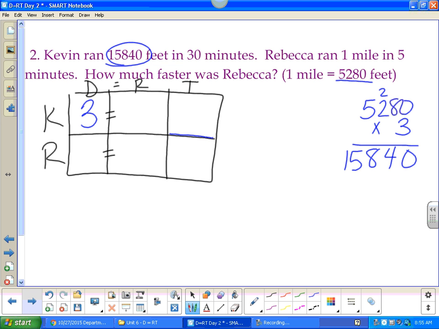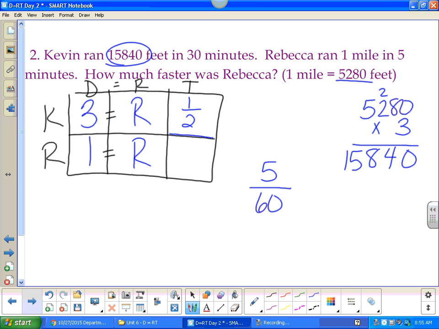I have to put it in hours, and 30 minutes is half an hour. And I'm looking for the rate. Now, Rebecca ran 1 mile. Don't have to do anything to that. I don't know her rate, but she ran it in 5 minutes. So 5 out of 60. Now, I don't have a cool trick like being able to cancel my zeros, so I just have to reduce this.